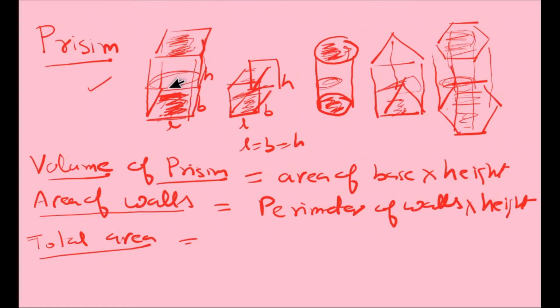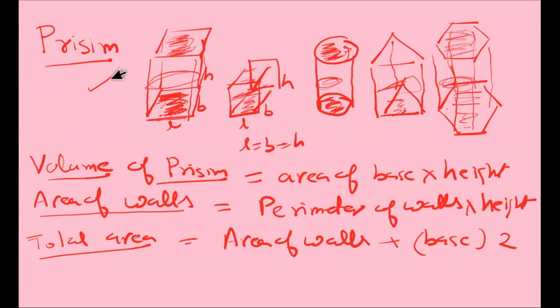So if I am talking about the solid shapes, walls plus base plus roof, so total area is area of walls plus base and twice of this, into 2. Why is it into 2? Because roof is also equal to the base, as I am telling about the prism. These all are prisms, and this is the basic formula.